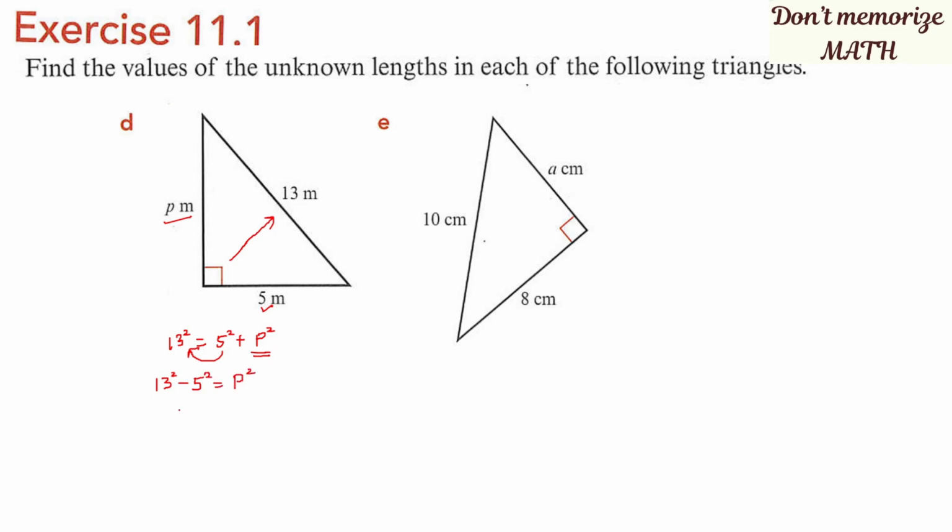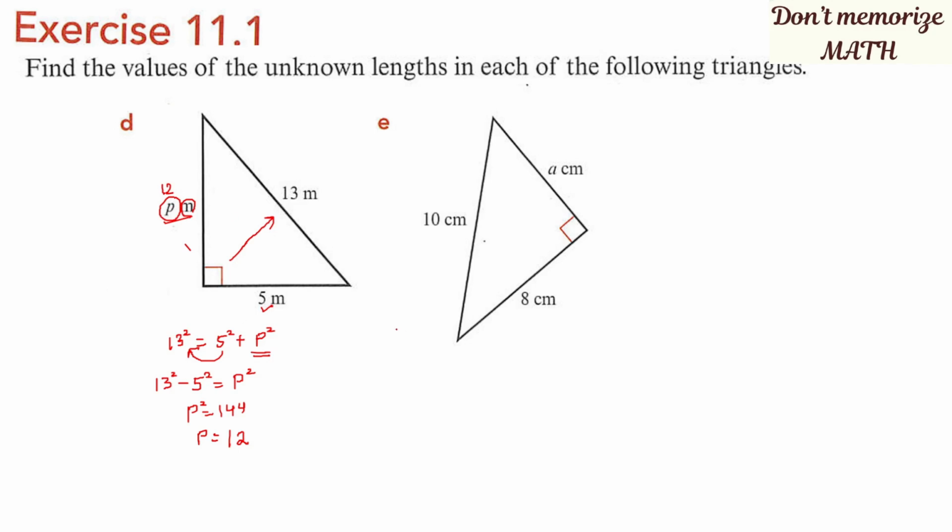Okay, so 13 square minus 5 square is 144. So you will get p square equal to 144. So p will be equal to square root of 144, that is 12. Okay, so p is equal to 12. So this side will become 12 meter. Since we have meter here, that's why I'm not writing meter for the answer, because it is p meter. So p is 12. If you write p is equal to 12 meter, here you will get 12 meter meter. No need of that, right?